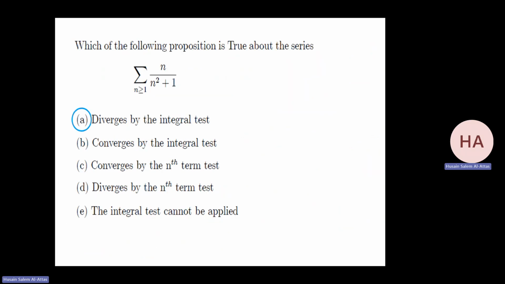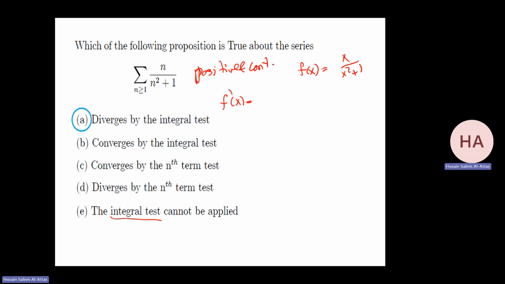Let me do this problem. Which of the following is true about the series? One of them says the integral test cannot be applied. No, so we need to check everything. Now this one is positive and continuous. I need to check that it is decreasing. I have x over x squared plus 1. What will be f prime?